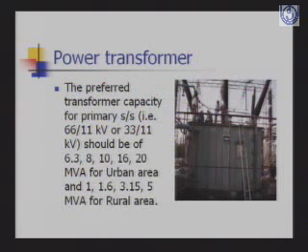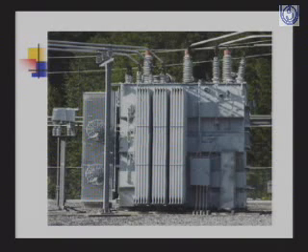The preferred transformer capacities for primary substations are 6.3, 8, 10, 16 and 20 MVA for urban areas, and 1.6, 3.15 and 5 MVA, and now also 6.3 MVA, for rural areas. Not to say that other ratings cannot be used, but these are the generally preferred ratings by most of the power utilities in the country. This is an example of a power transformer again.